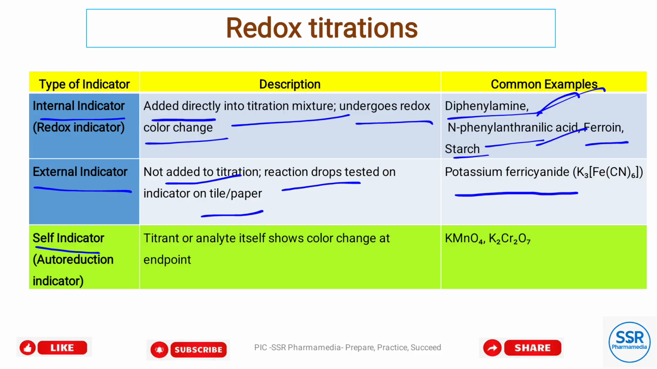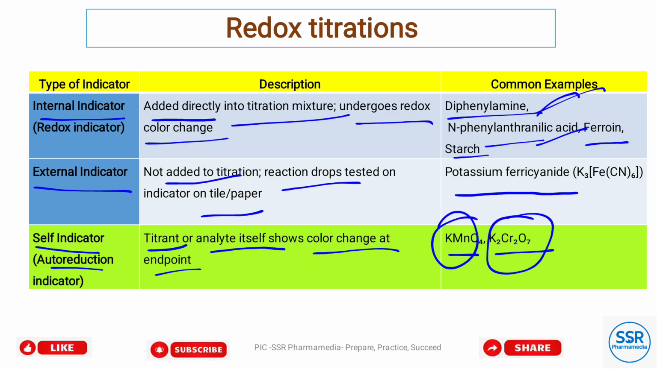And the self indicator is an auto-indicating one. The titrant or analyte itself shows a color change at the endpoint. For example, potassium permanganate and potassium dichromate. These are titrants used in redox titration, and the titrant itself acts as an indicator and produces the color change. So this is an example of a self indicator.